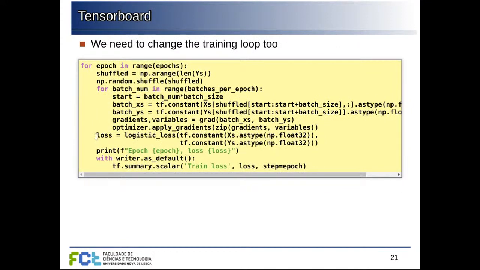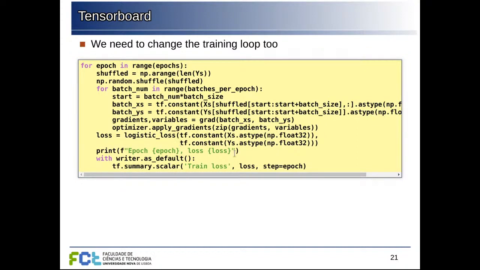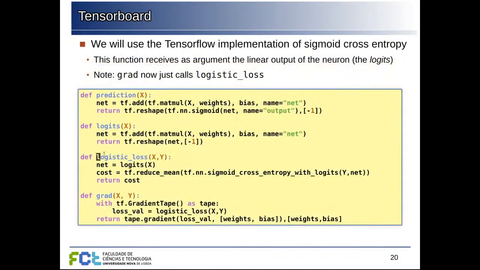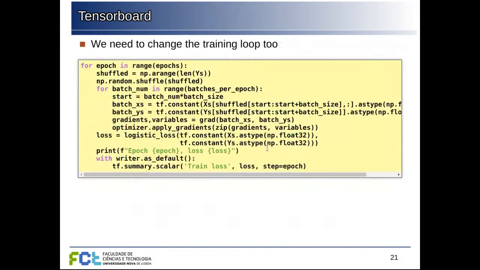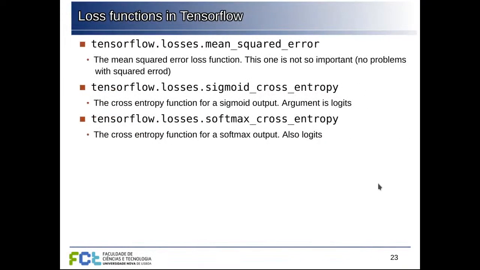Remember that now we need to change here also, because we don't want to compute this by hand when looking at the loss for each epoch, but we just call the logistic loss function that we created here, and it takes care of everything. Also, the gradient can now be simplified because we don't need to compute the prediction first. We just call this logistic loss, which in turn will call the logits function. Okay, so now this works. We don't have problems with stability. So this is important in practice.